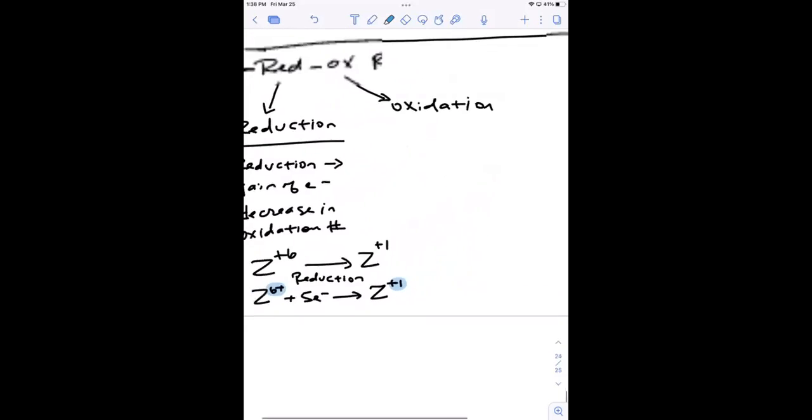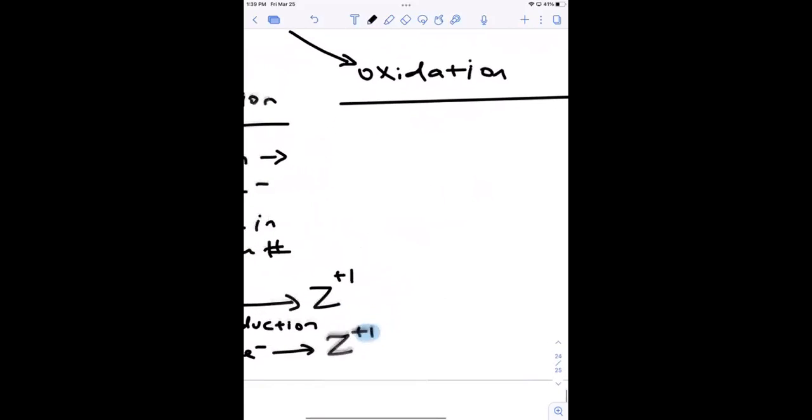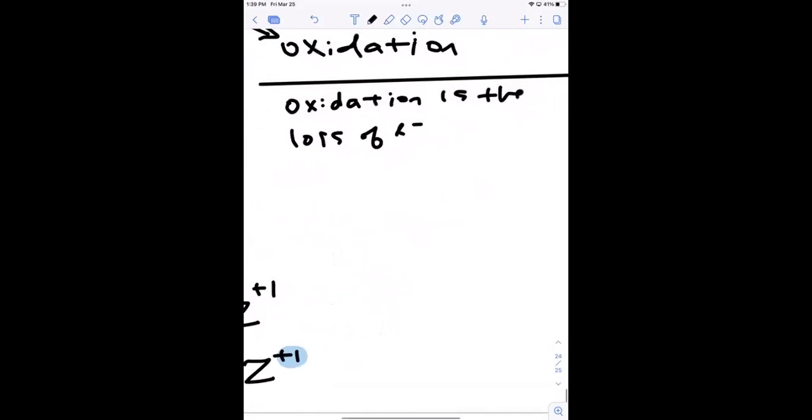All right. By the same token, for oxidation, wrong pen, Russell. All right. Oxidation is the loss of electrons. And the way that we illustrate this, I'm going to take the same generic ion, but I'm going to give it a +3 charge. And if that goes from +3 to +5, we can write it that way.